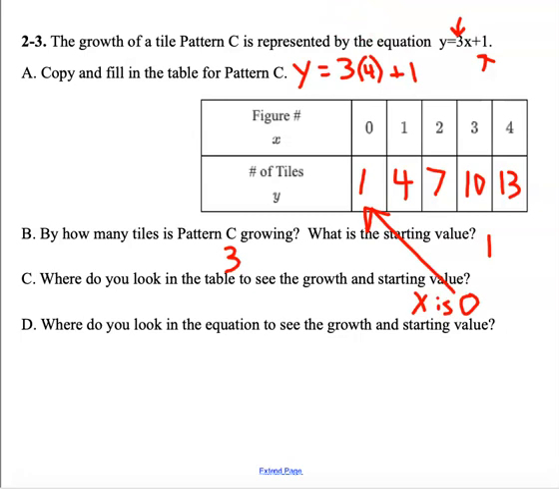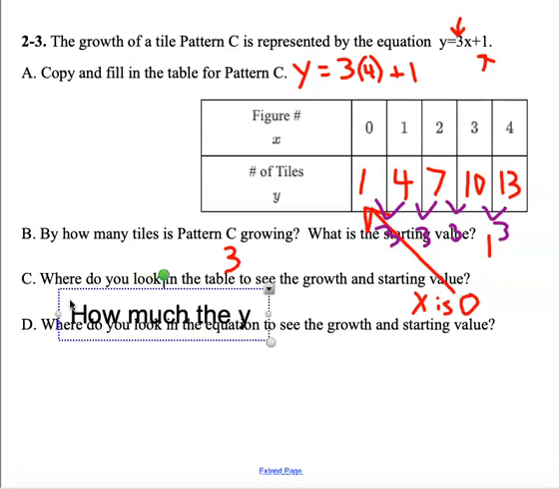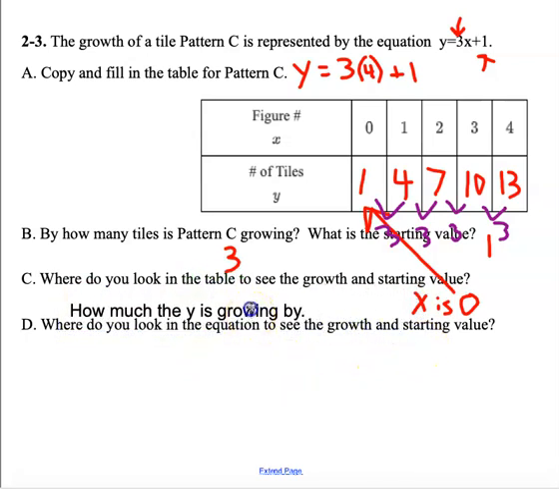Where do you see the growth? Let me grab a different color pen. Do you notice how this goes up by 3? This goes up by 3. This goes up by 3. And this goes up by 3. So where do you see it in the table? It's how much the y is growing by. So when I look at it in the equation, you see the 3 here and the 1 here. In the table, you see the 1 right here, and you see the 3 by how much the y is growing by.